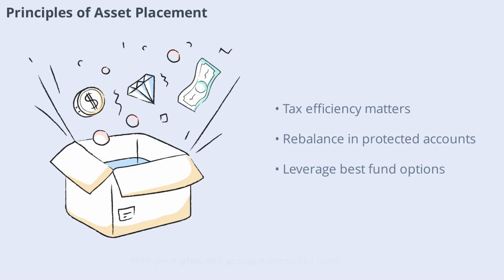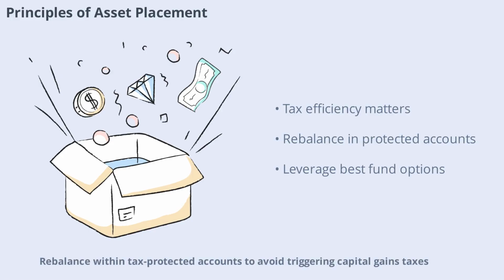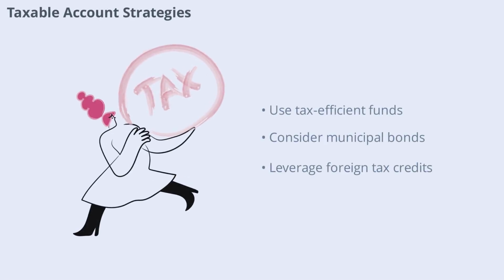With your plan and account details in hand, it's time to apply the core principles of asset placement. These rules help you decide which assets belong in which accounts for maximum tax efficiency and growth. For instance, place tax-efficient investments like index funds in taxable accounts and less tax-efficient assets like bonds in tax-advantaged accounts. Rebalance within tax-protected accounts to avoid triggering capital gains taxes. Always take advantage of the best investment options in your employer's retirement plans and keep future growth in mind as you allocate assets. Let's start with the taxable account.